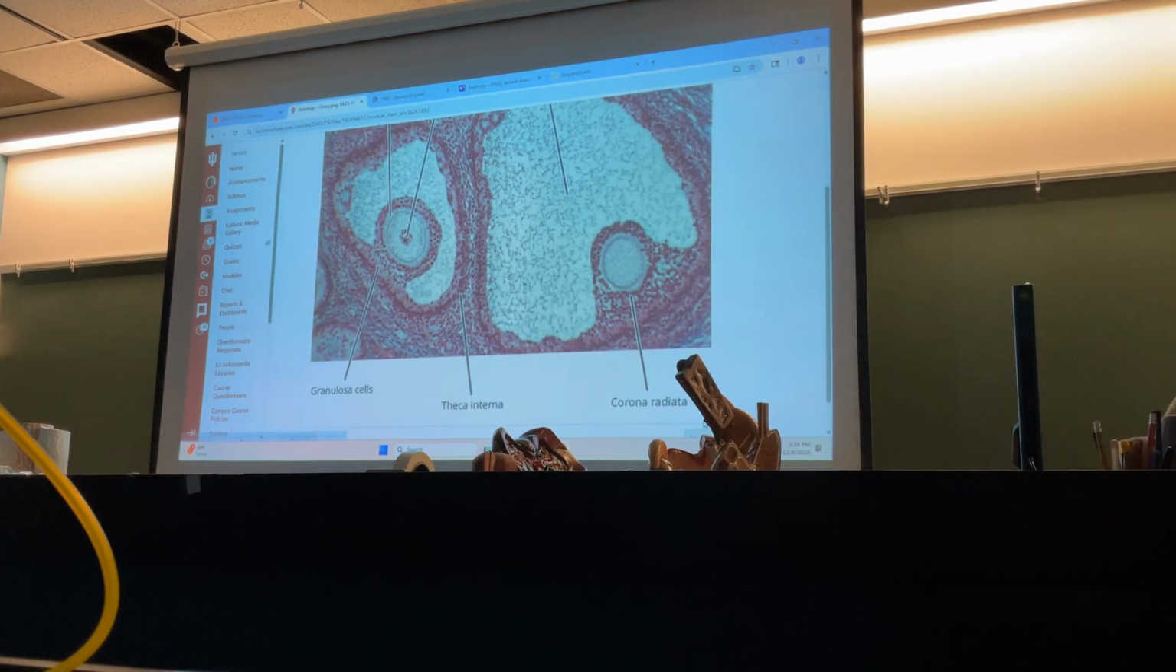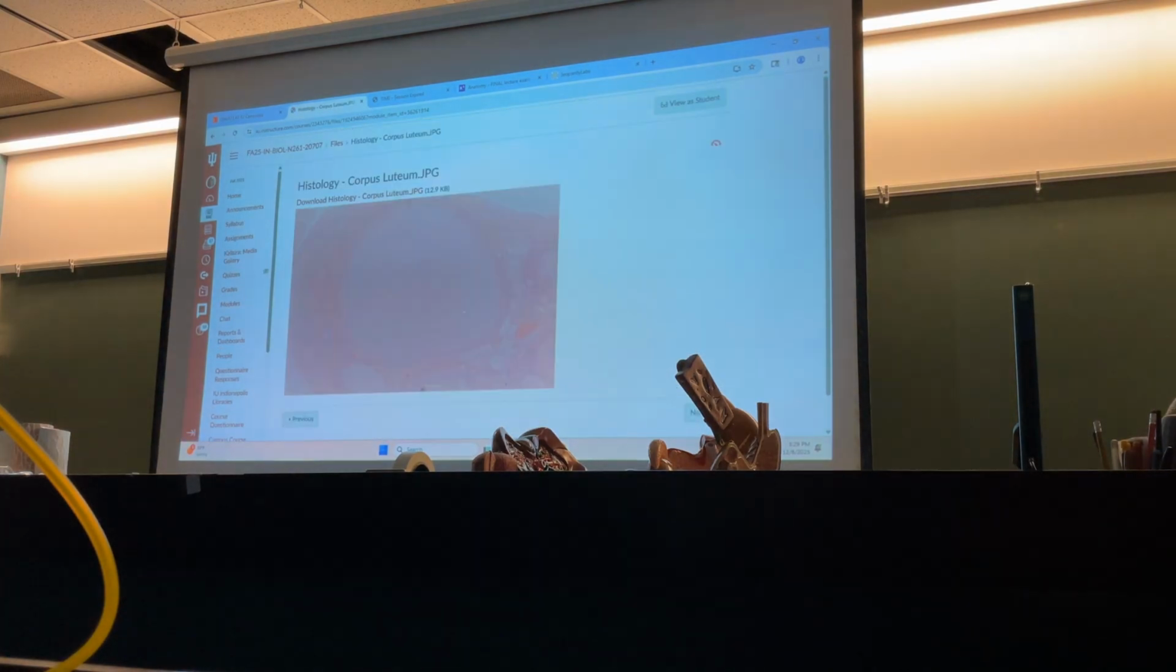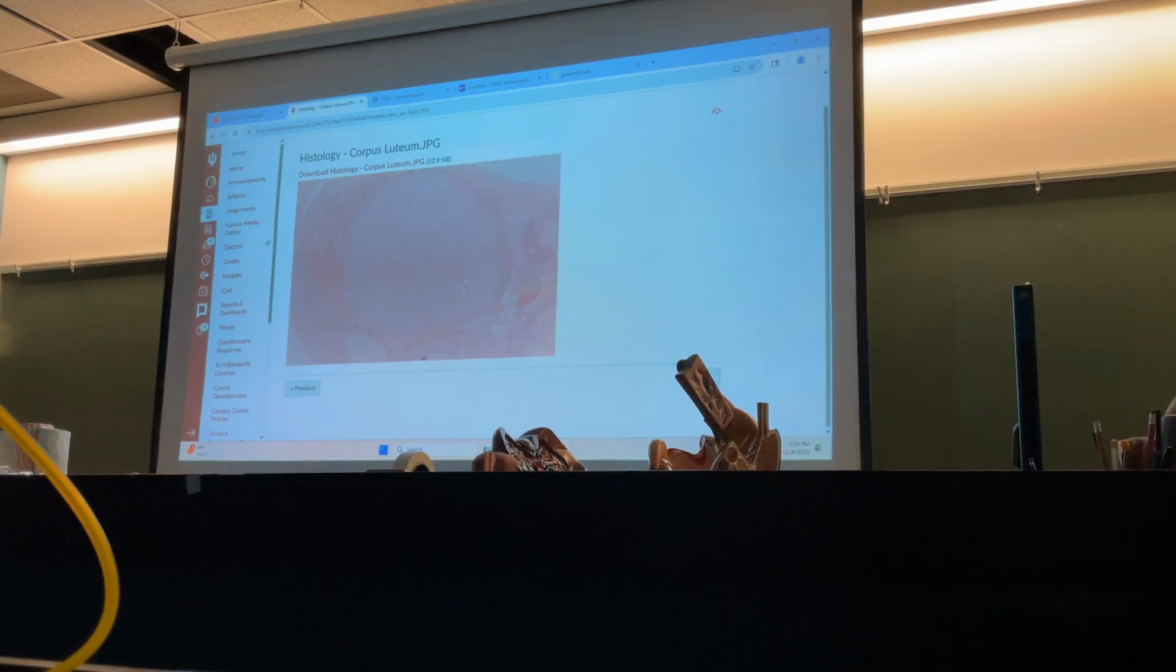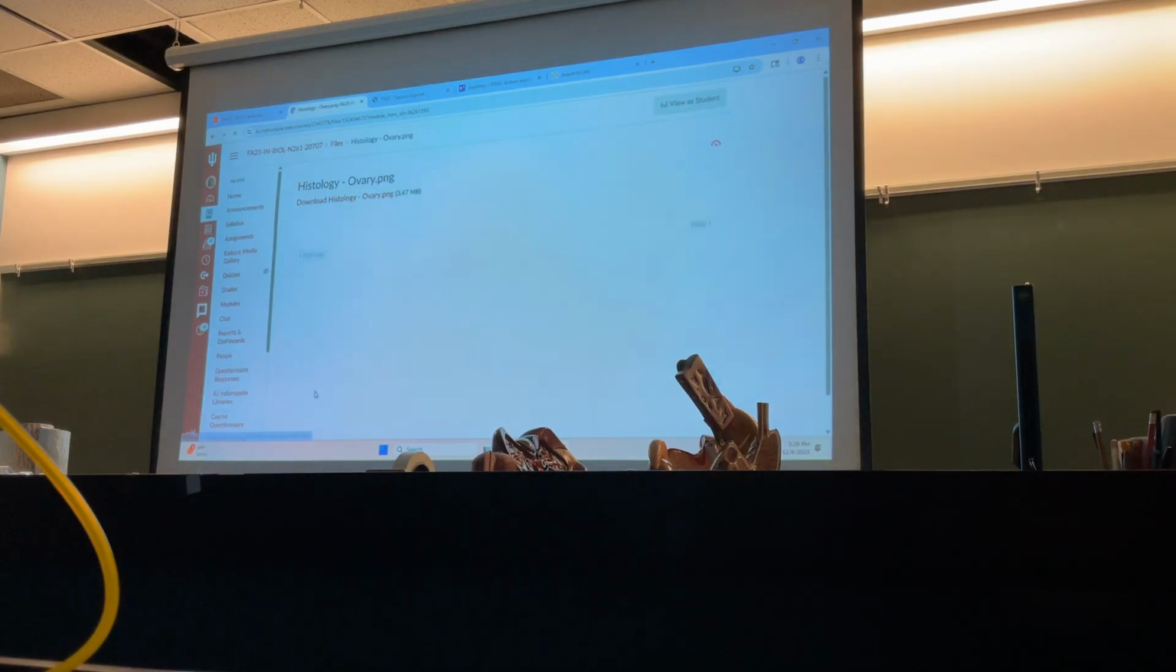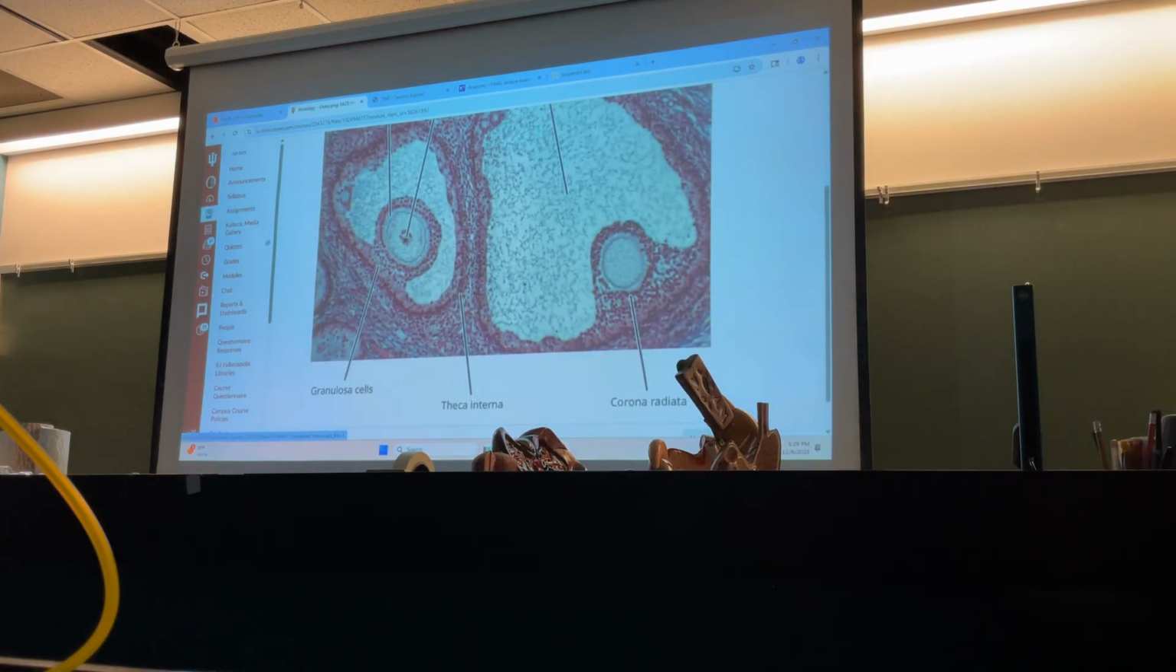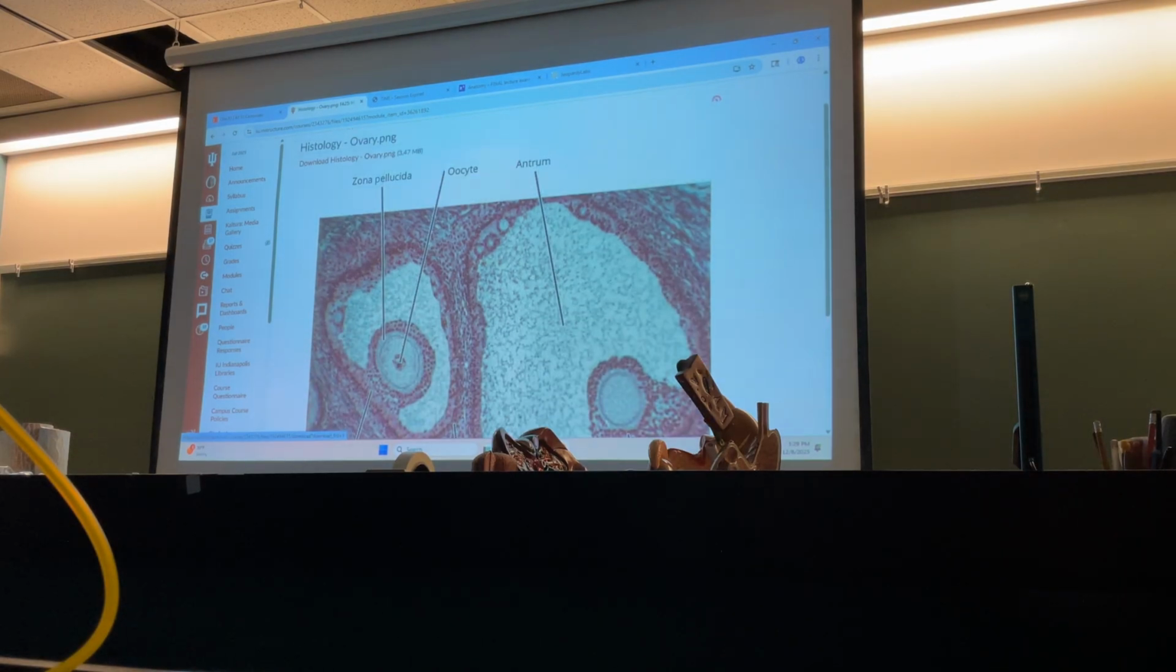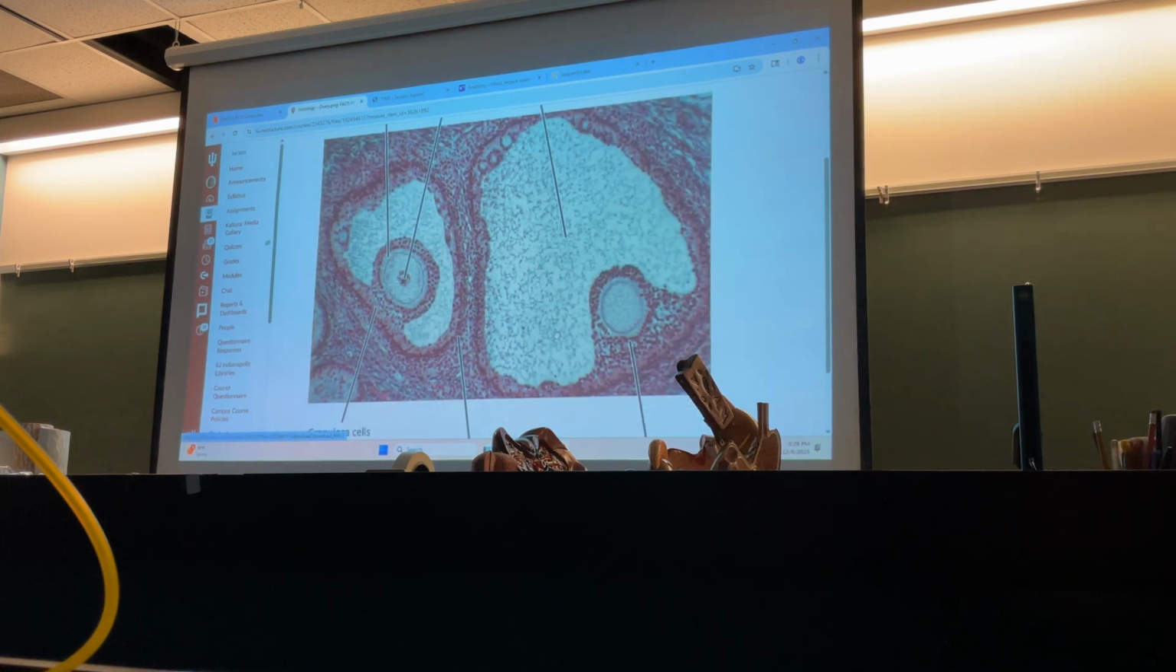More of the same. Is it called the antrum even if it's not a tertiary follicle? Most of the time I've really only seen them in tertiary follicles. These are both different tertiary follicles. You can see this one is maybe a little bit more developed.